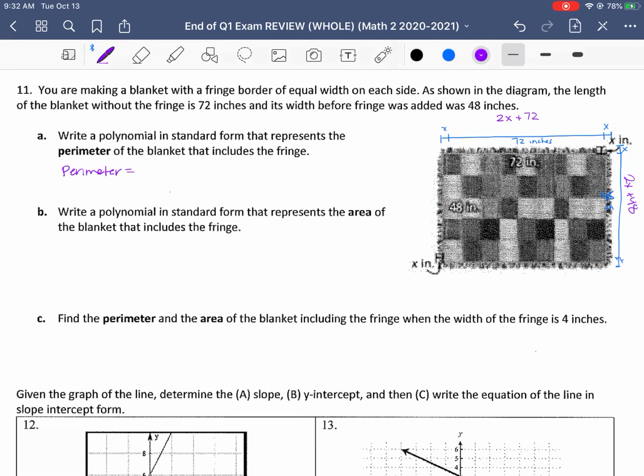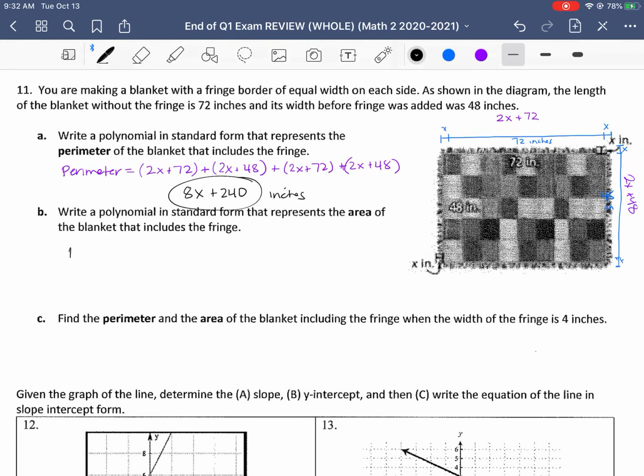So if I'm finding perimeter, I'm just finding the distance around. All right, 2x plus 72 plus, and I'll put them in parentheses just so you can see, there's a length plus that width plus that length, plus that width. And then we're just adding all of these, so we're combining like terms. We've got 2x plus 2x plus 2x plus 2x is 8x. And we've got 72 plus 48 plus 72 plus 48, which gives us 240. So this is going to be our perimeter.